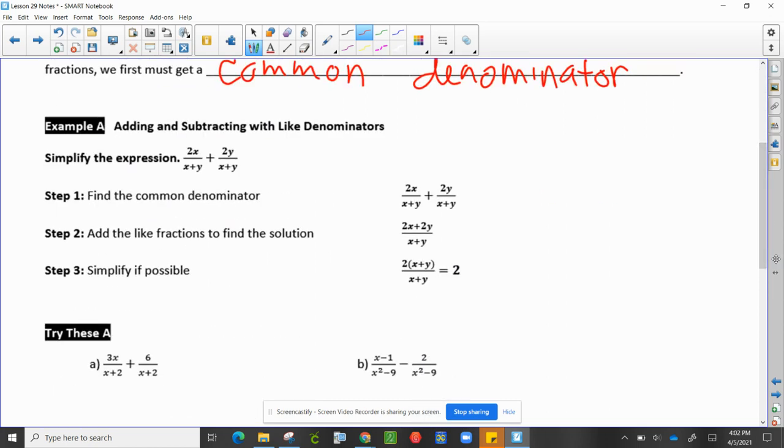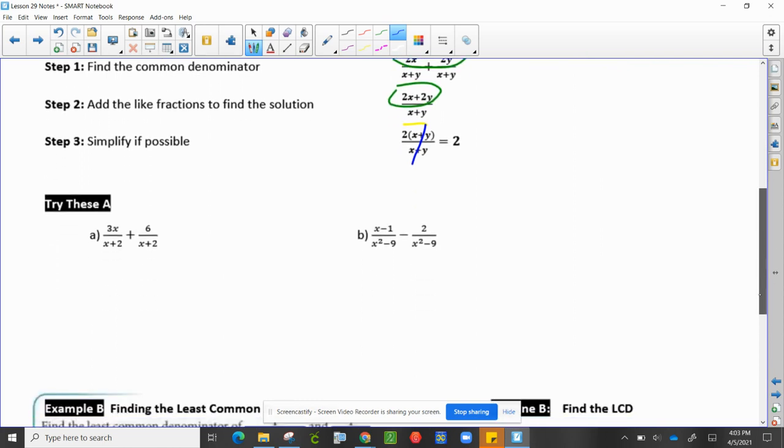Our first couple of examples are ones where we're already going to have a common denominator. In this example here, if we look at our denominators, they're both x plus y. If we already have a common denominator, all you have to do is add your numerators across. So 2x plus 2y. Since those aren't like terms, we can't really do anything with them. All we do is write it as 2x plus 2y. Now, in this particular example, we could pull out a 2 from each term, leaving us with 2 times x plus y. So we did have a little simplifying. That won't always happen, but it's good to always check and see if you can.